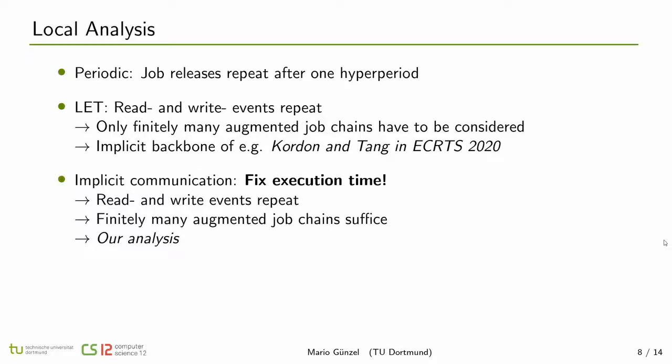If we consider implicit communication, we cannot do it that easily because the read and write events are at the start and the finish of each job, which does not necessarily repeat. And to get this, we have to fix the execution time. This can be, for example, done by spinning early completed jobs until their worst case execution time is reached. And in this case, we prove that the read and write events repeat as well. And again, only finitely many augmented job chains suffice to obtain the exact results. This is what we do in our analysis.